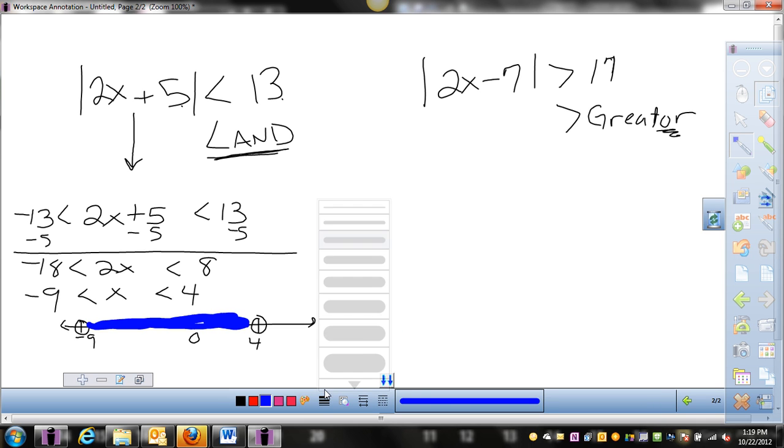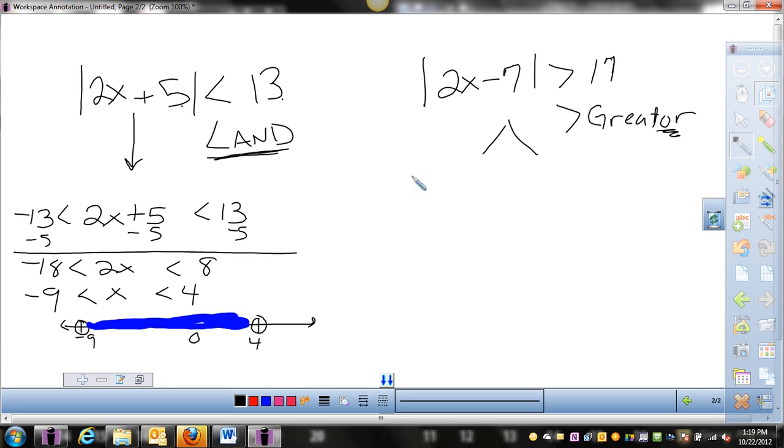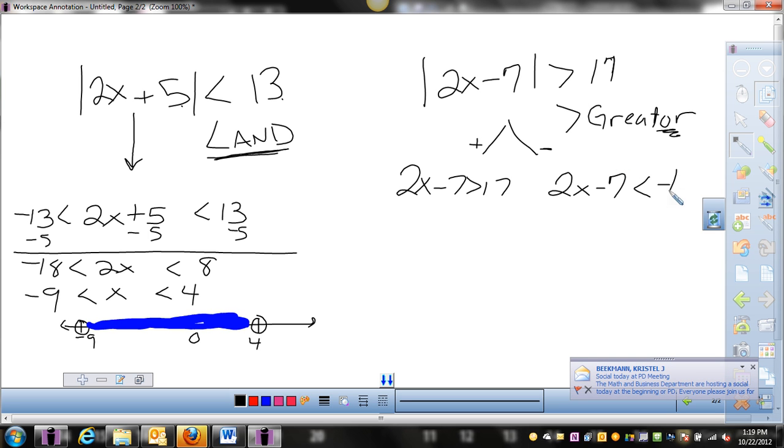Now, if the original was a greater than, that's going to be an or problem. So this, we need to split up into two different problems. 2x minus 7 is greater than 17, just like the original. That's the positive case. Now the negative case. If you're going to do the negative case, you have to do 2x minus 7 is less than negative 17. Notice I flipped the sign, and I need to add a negative in. Okay, the negative case gets the negative, and that's why we need to switch the sign.